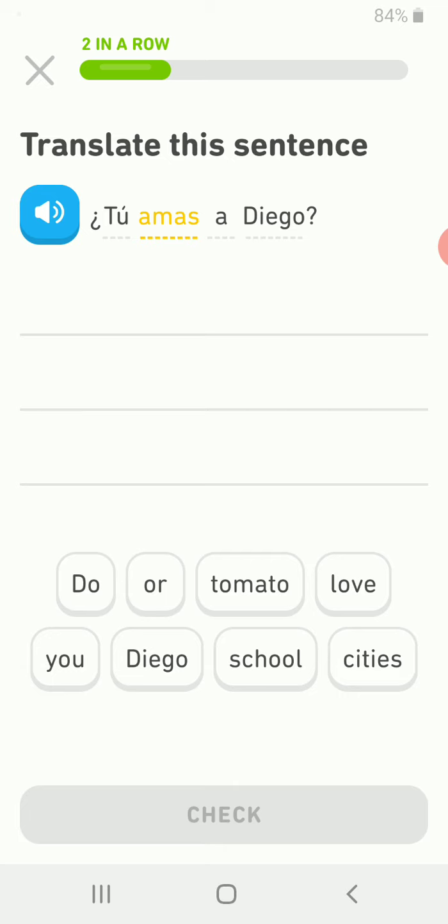But now I want to say that I love someone. It's not encantar, but amar. Amar is to love. Tú amas a Diego, another verb. So you have to say to whom. I love whom? Whom do I love? It's not I'm in love, it's more I love whom?